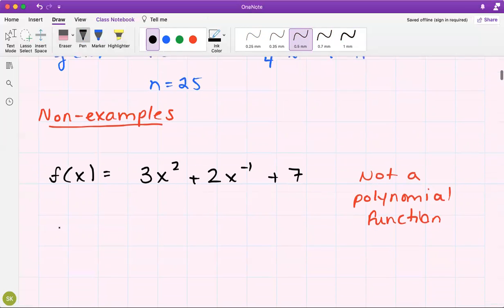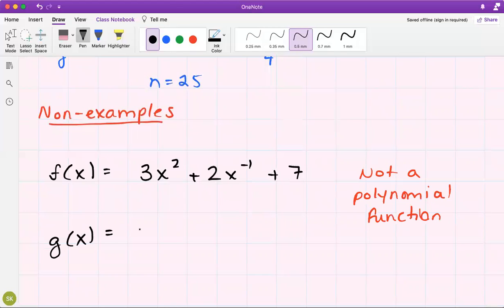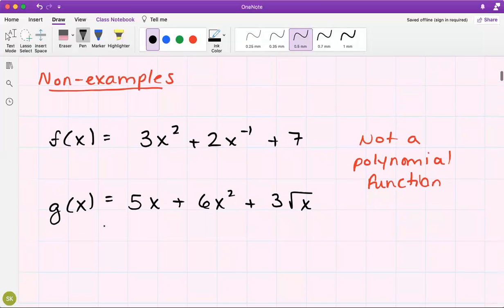Another non-example would be something like g of x is equal to 5x plus 6x squared plus 3 square root of x, which you can also write as 5x plus 6x squared plus 3x to the 1/2. So these are the same. If you see square roots or you see fractions in the powers of x, then it's not a polynomial function because it's not an integer. It's not a non-negative integer. 1/2 is a fraction, it's not an integer. So this is not a polynomial function as well.